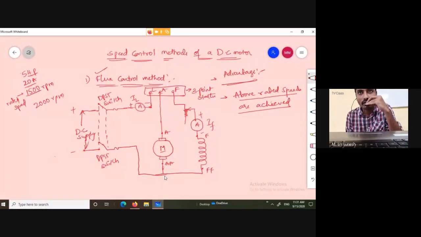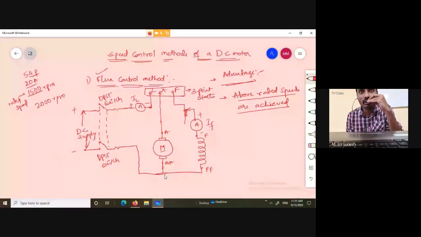We are talking about shunt motor speed control methods. It is in your syllabus, so only for shunt motors. For shunt motors, the speed control techniques are the flux control method and the armature resistance control method. There are two methods, and we are talking about the first, the flux control method. Now I will tell the procedure.